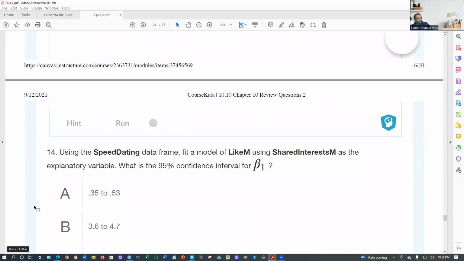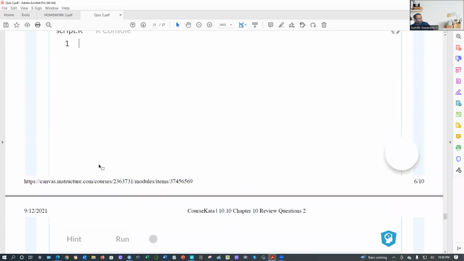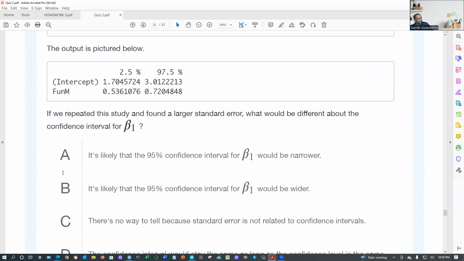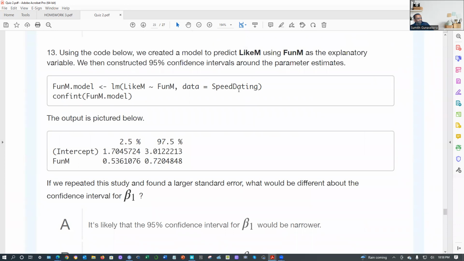Using the speed date data frame, find the model like him using the shared interest as the explanatory variable. What's the 95% confidence interval for beta one? How do you find the same using the speed date data frame? Fit a model: first, like him using shared interest M as the explanatory variable. First, you fit it into this one, okay? Like this. Then go to confint.